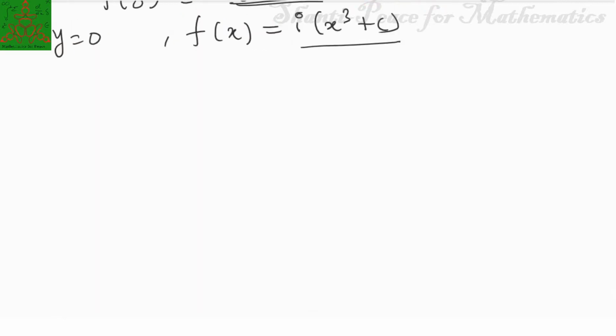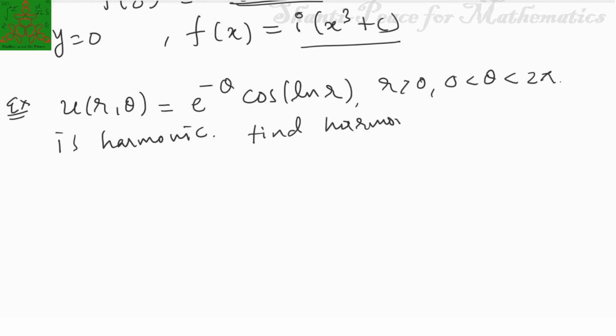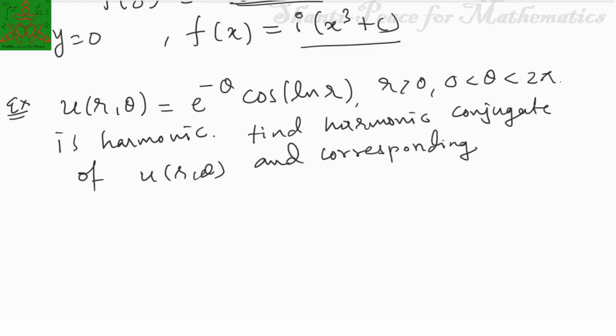Now the next example that I am taking is in terms of polar coordinates. Suppose u(r,θ) is given as e^(−θ) cos(ln r), where r is positive and θ is between 0 and 2π, and it is given to be harmonic. The question is to find the harmonic conjugate of u(r,θ) and the corresponding analytic function.